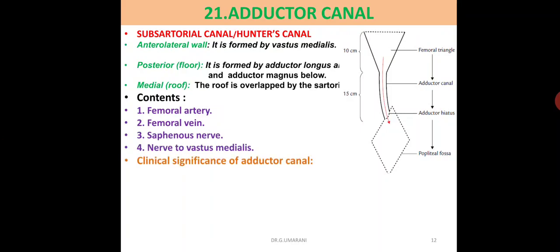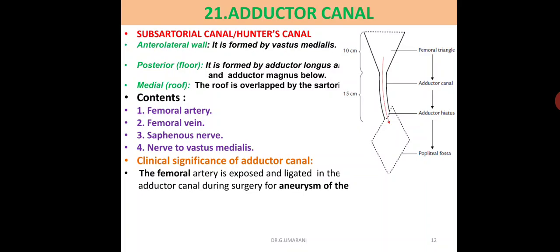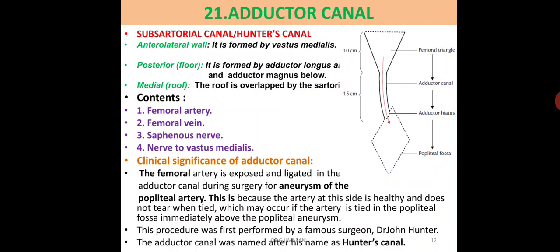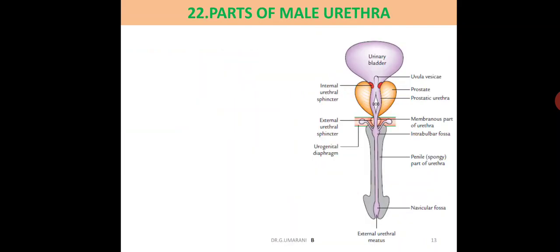And what is the clinical significance of the adductor canal? The femoral artery is exposed and ligated in the adductor canal during surgery of aneurysm of the popliteal artery, that is dilatation of the popliteal artery. Because the artery at this site is very healthy and does not tear when tied, whereas it may tear when tied in the popliteal fossa. This procedure was first performed by the famous surgeon Hunter, and the adductor canal was named after him as Hunter's canal.